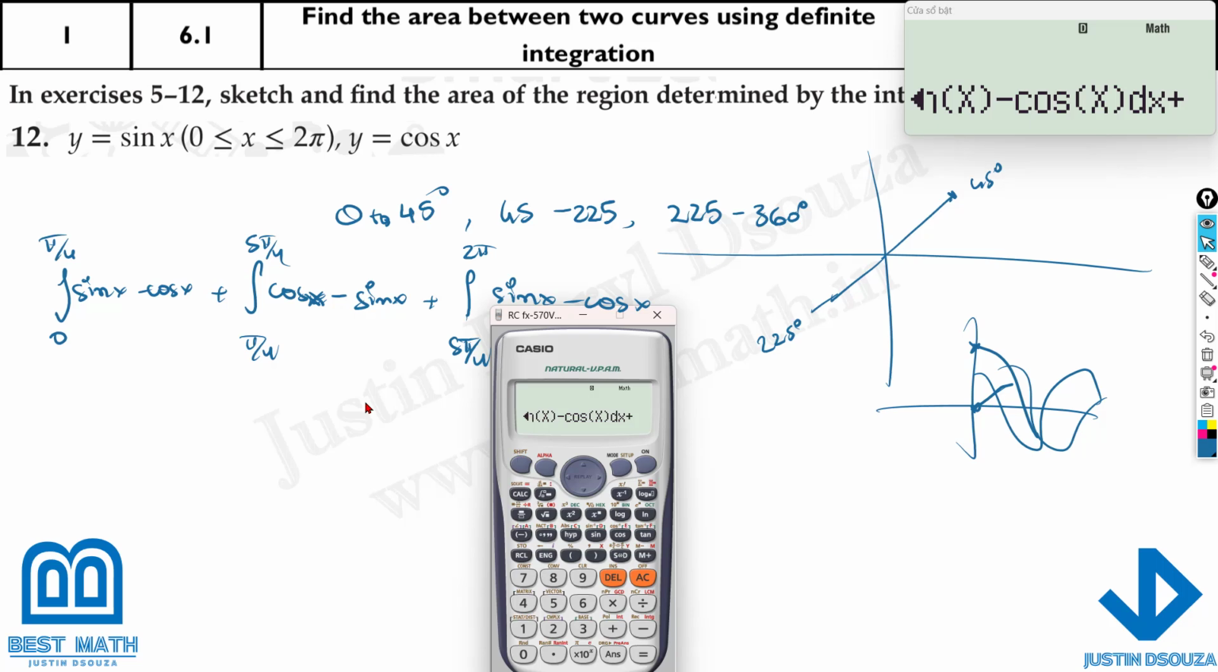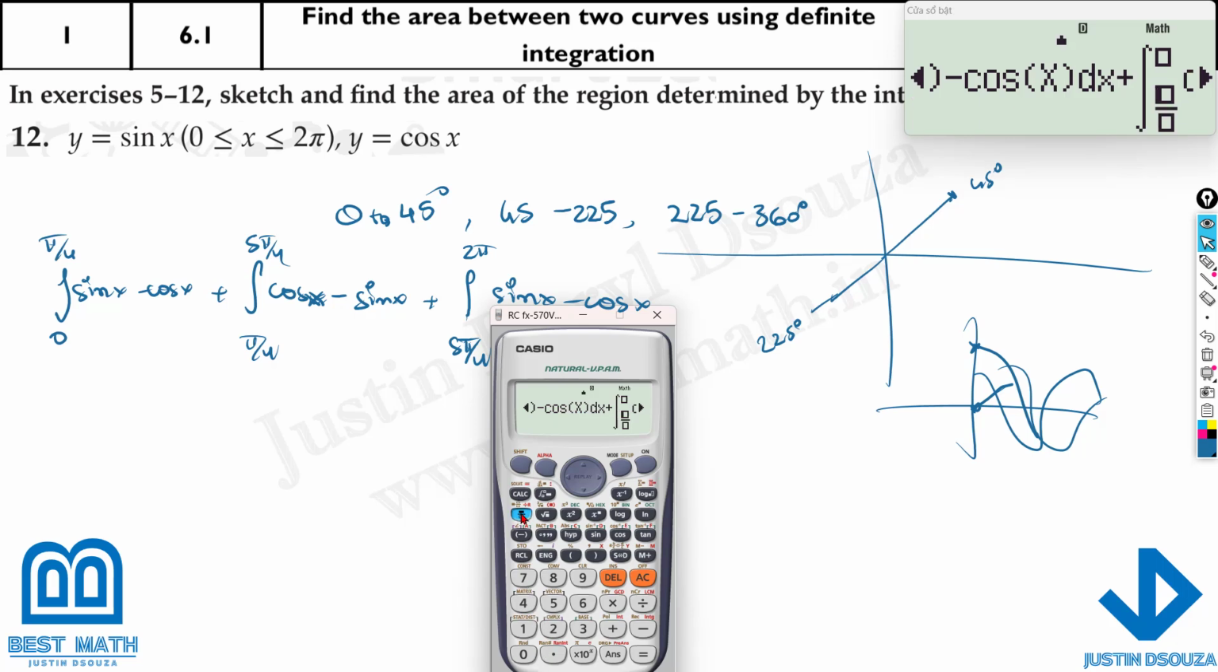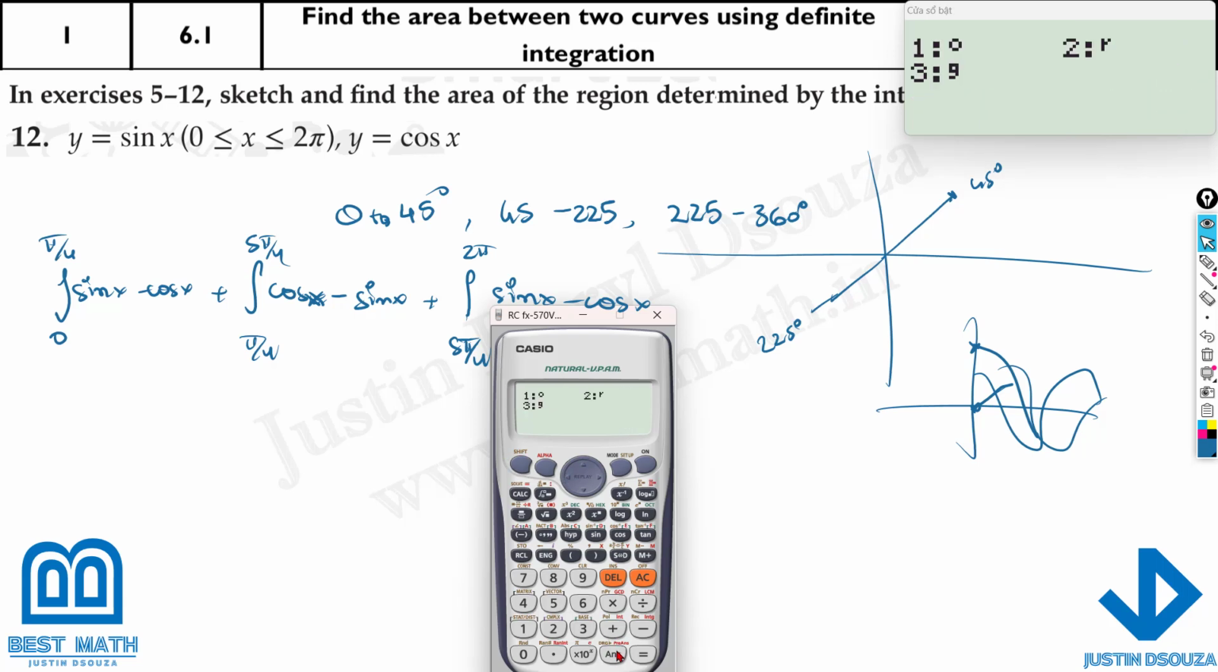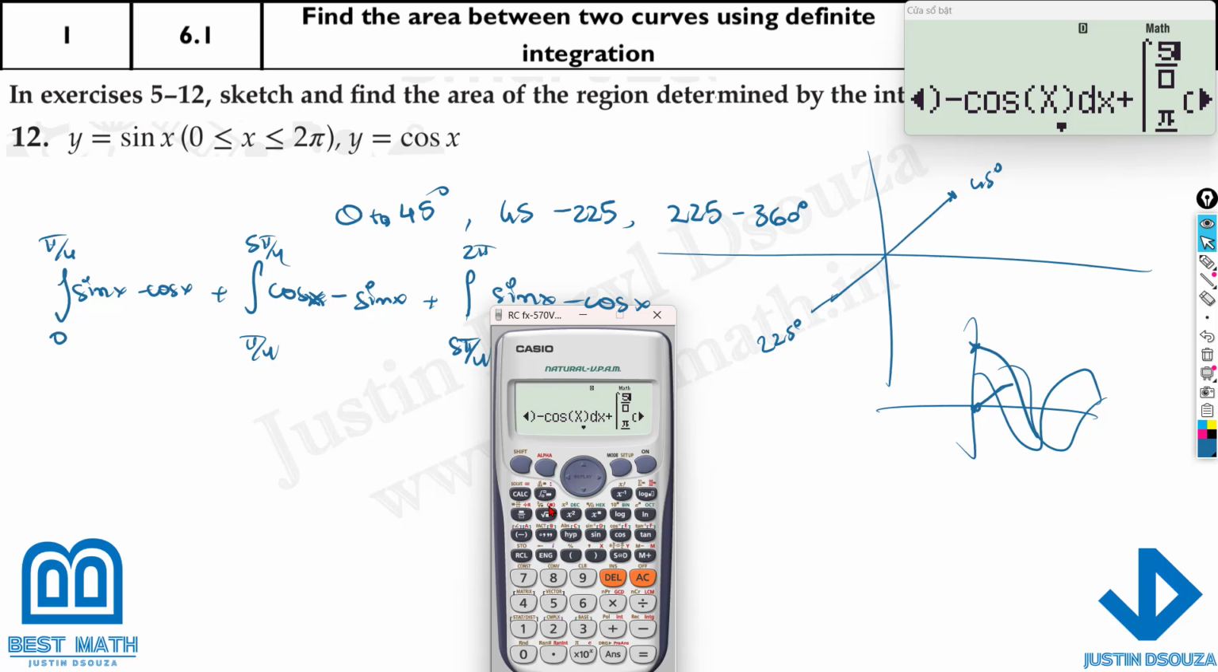Then plus. Now since we had used sine, I'm going to use cosine now. Cosine x, close the bracket, minus sine x. And then we start from pi by 4 here. Shift pi by 4. And we have 5 pi by 4. Okay, I pressed something wrong. Let me go back. Pi is shift and over here divided by 4. Okay, I'm doing too many blunders now.